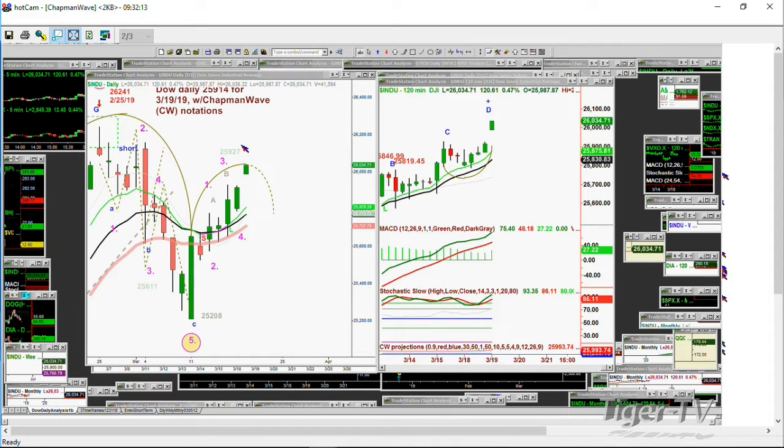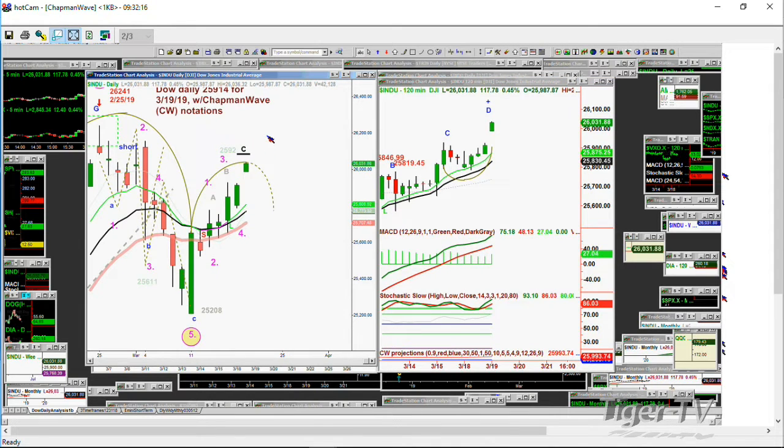There's the leg C, and this is also Chapman Wave 5 to the upside in the 120-minute chart, the daily chart right here on the left. This on the right is the 120-minute chart. So this is a very important moment. How long can this rally last? Does it hold very steady? Does any pullback find buyers?